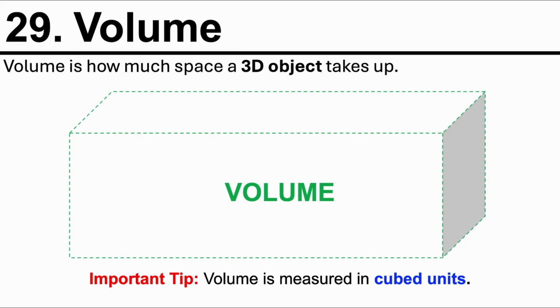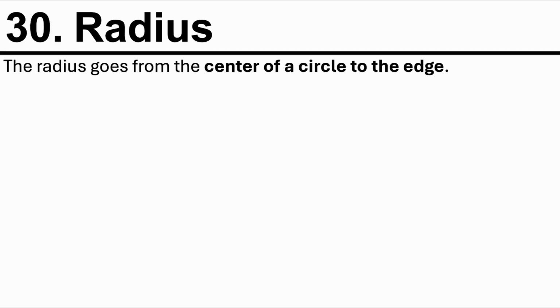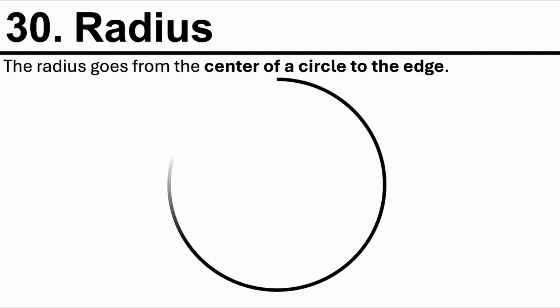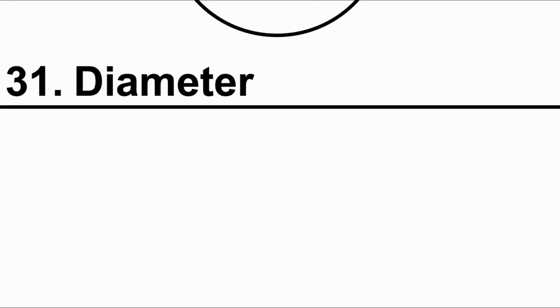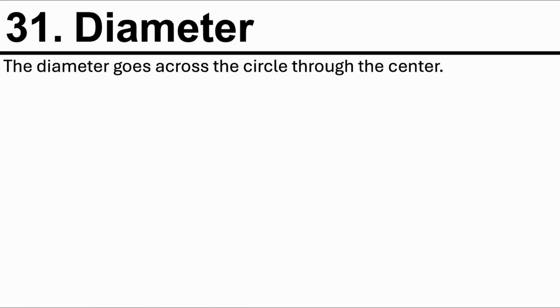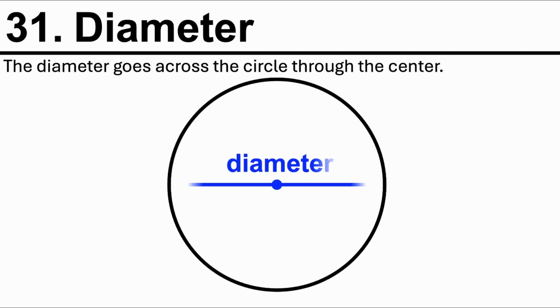Now let's take a look at some of the terms to do with a circle, starting with radius. The radius goes from the center of a circle to the edge. So here we have our circle. If we go from the center to the edge, that's the radius. On the other hand, the diameter goes from one end of the circle to the other, but it must go through the center. So here we have our circle. And if we go from one end to the other, going through the center, that's the diameter. And it's always the radius times 2.